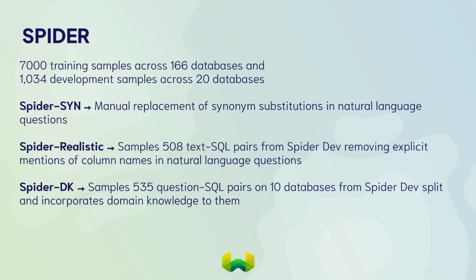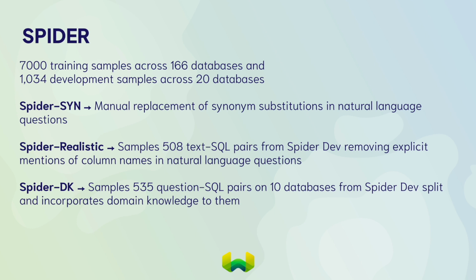So similar to, say, ImageNet-C and the robustness corruption tests around ImageNet, Spider has these variants. Spider synonym describes manual replacement of synonym substitutions in natural language questions. So sometimes the questions explicitly match the key in the schema. So they replace this to see how robust these models are when the question isn't so on the nose and talking about exactly the property in the table.